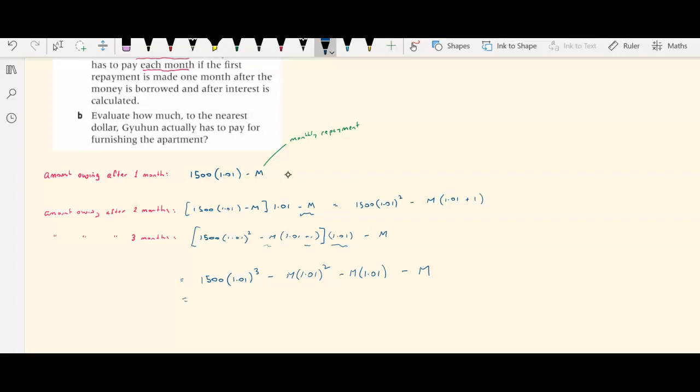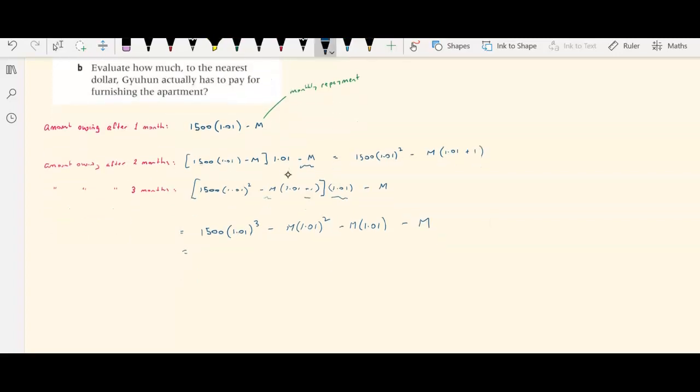Now I'm going to take out my common factor of M here, and we can improve on this. 1,500 times 1.01 cubed is not changing. But here I'll have a nice little geometric sum emerging, I think you'll agree, if I factorize the M out.